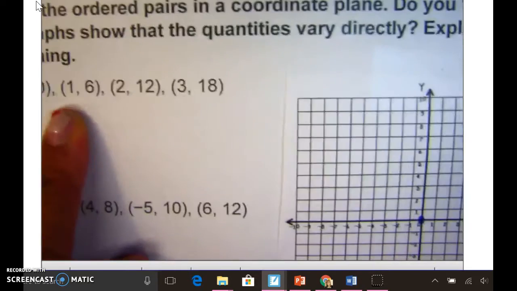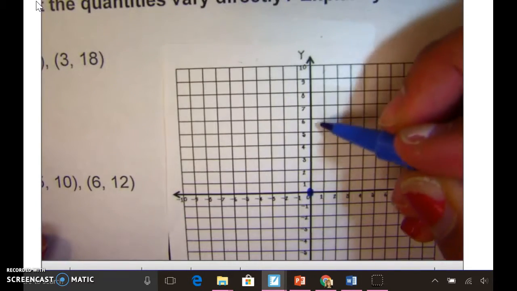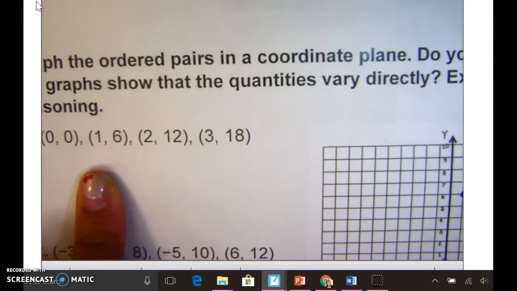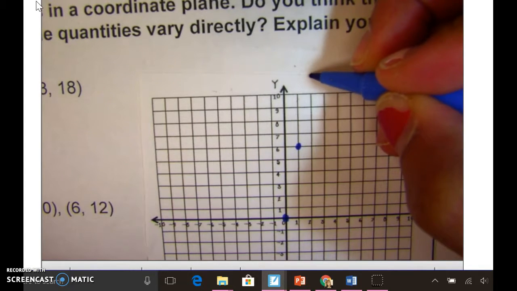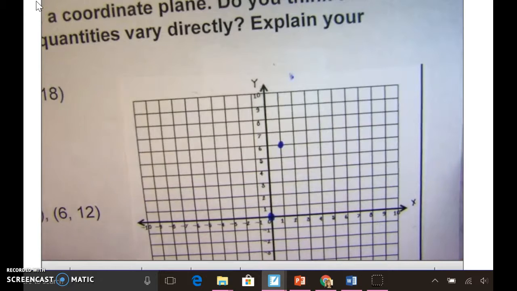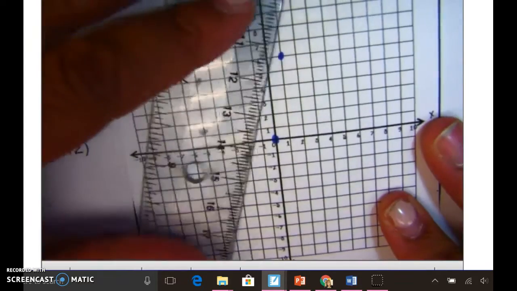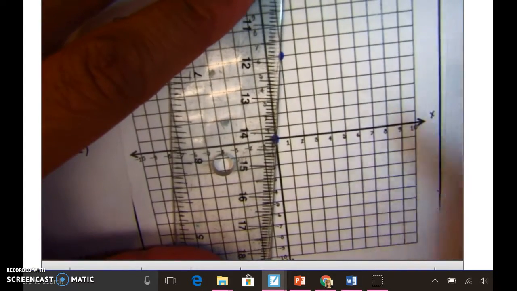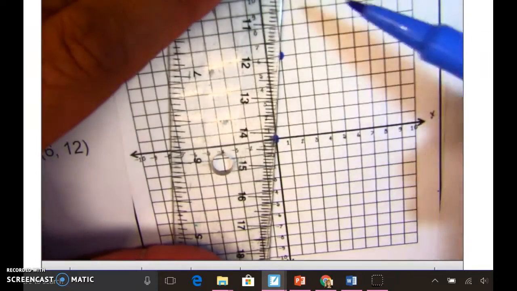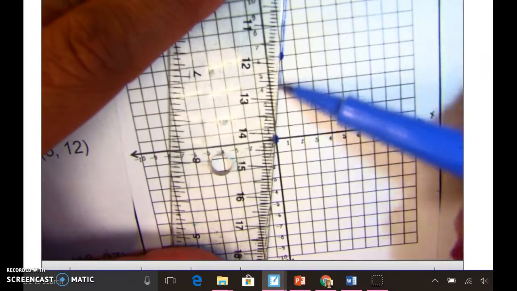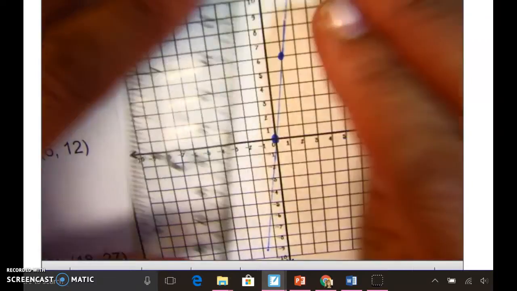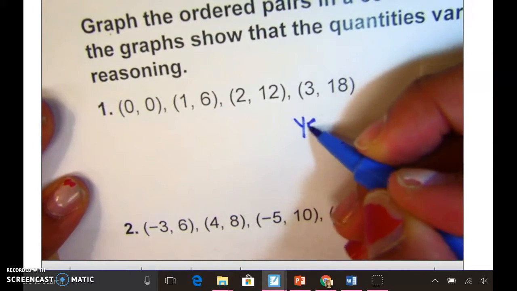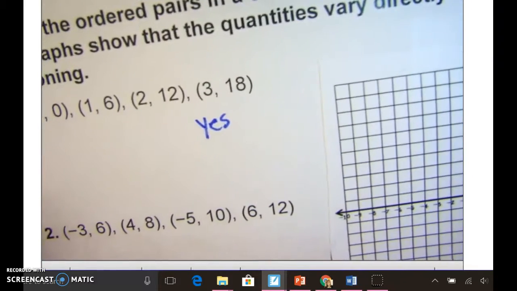Then 1, 6 is the next point. 1 up to 6. You have 2, 12, and my graph doesn't quite go up to 12. But with the points that I have, I can show that it varies directly. And when you connect those points, and really you only need 2 points for a line, the more points that you have, that kind of defines the line a little bit more for you. But you could see that it goes through the origin. It's a straight line. So I would say yes. It varies directly.